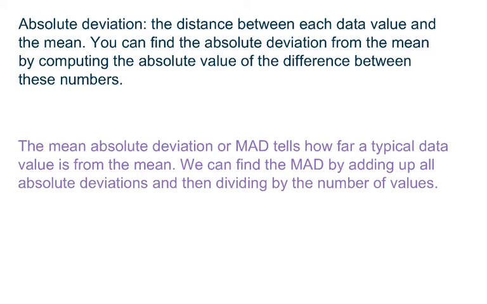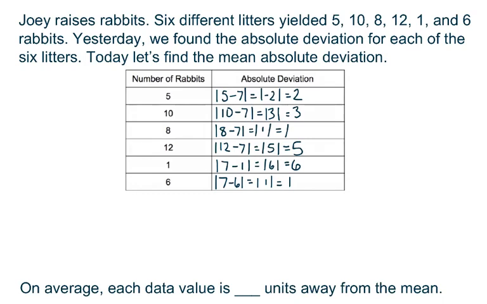The mean absolute deviation, or MAD as you'll see it called, tells how far a typical data value is from the mean. We can find the MAD by adding up all the absolute deviations and then dividing by the number of values. Let's revisit this problem from yesterday.